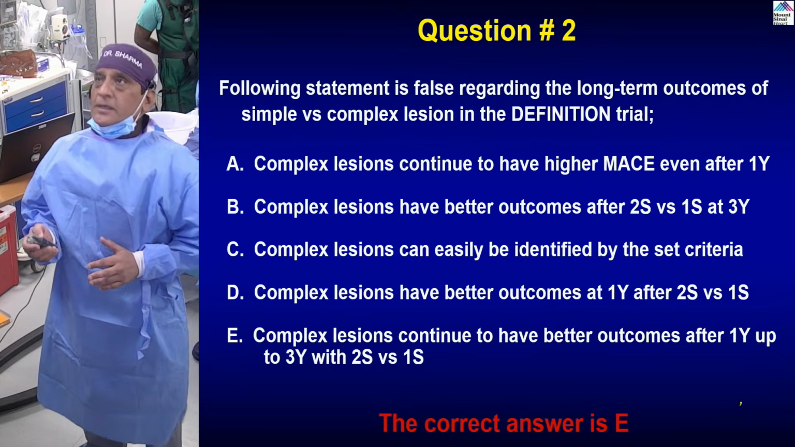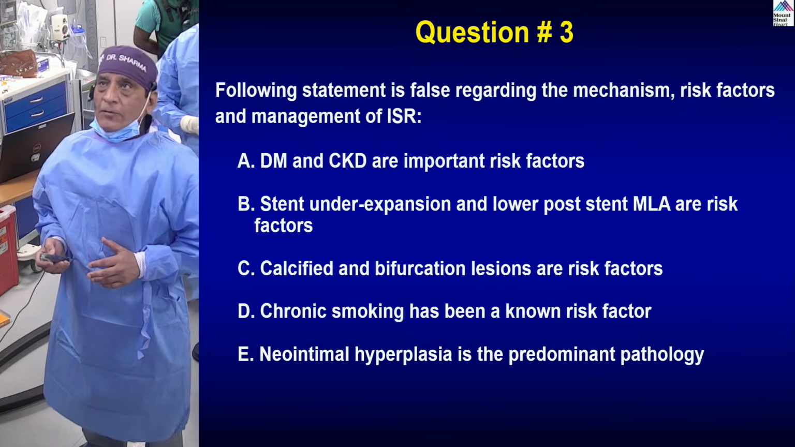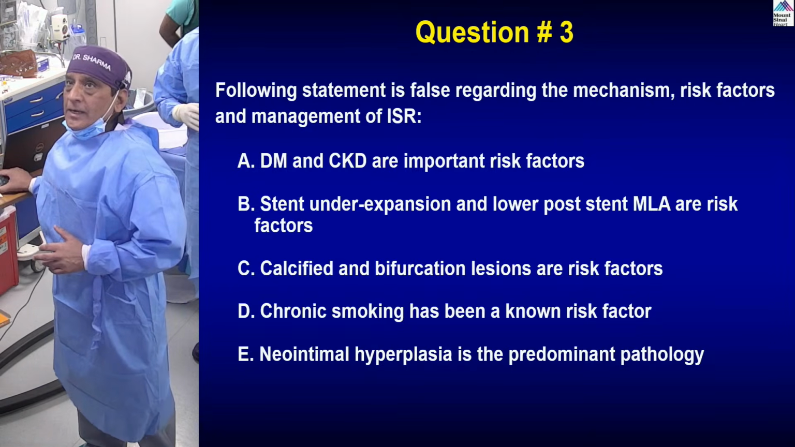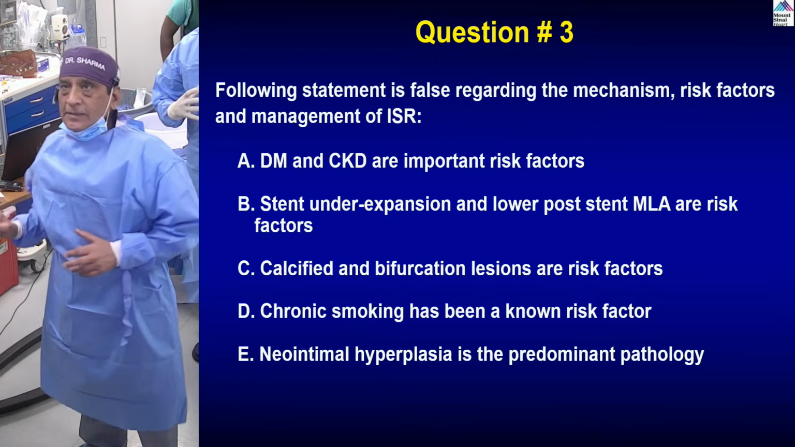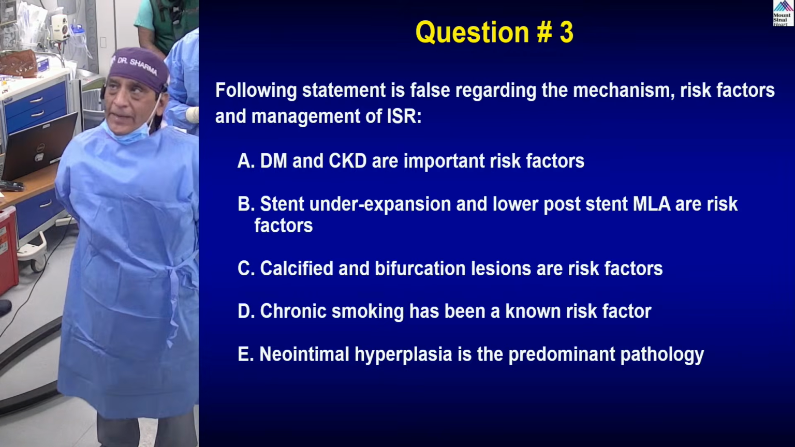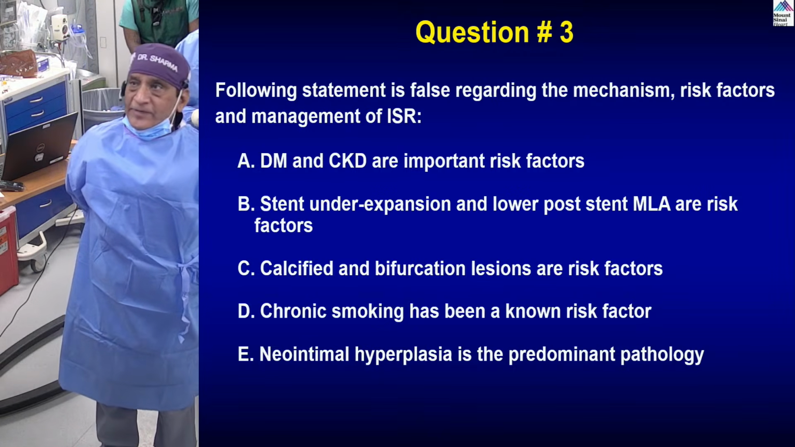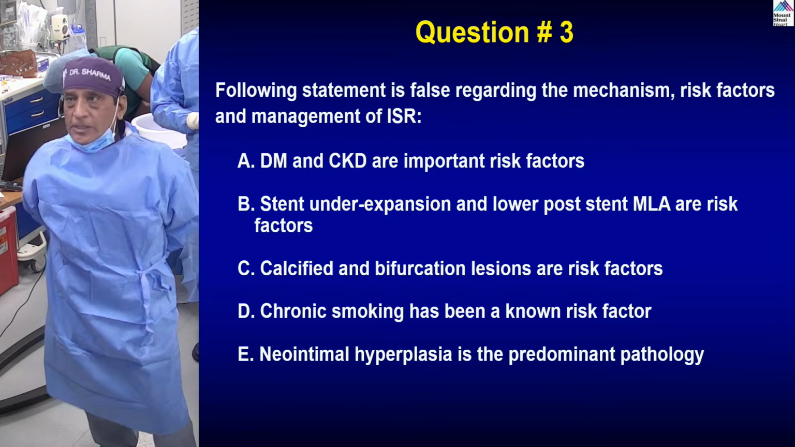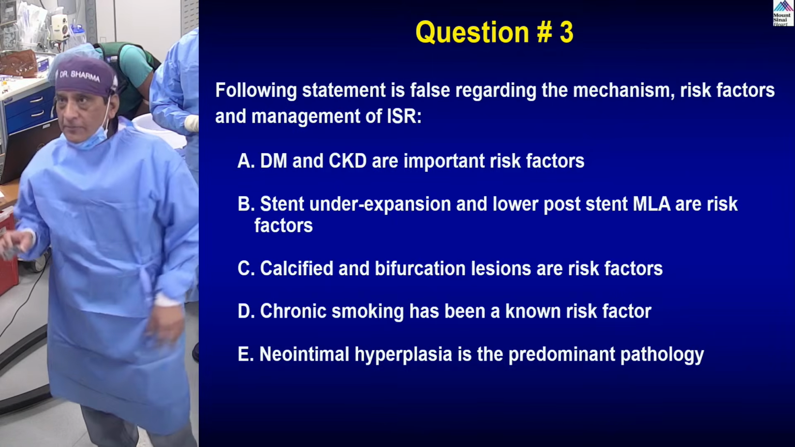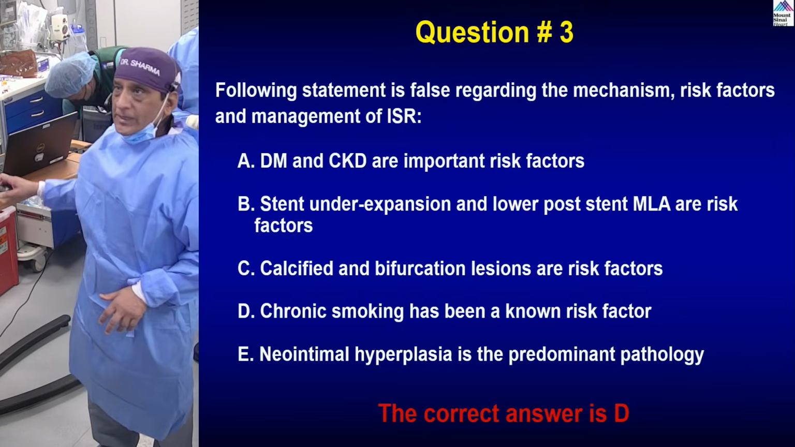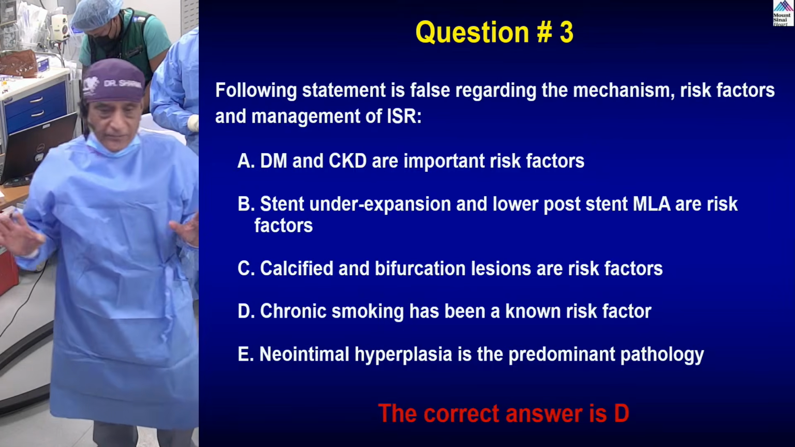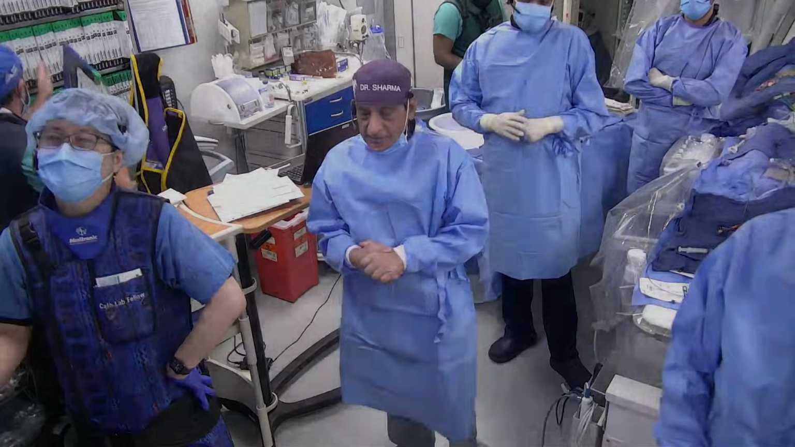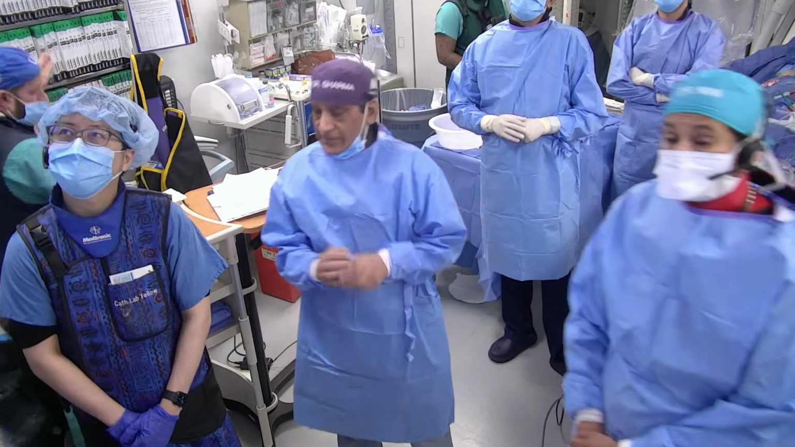The third question: which of the following statements is false regarding the mechanism, risk factors, and management of ISR? Diabetes and CKD are important risk factors. Stent under-expansion and low MLA are risk factors. Calcified bifurcation lesions are risk factors. Chronic smoking has been a known risk factor. And neointimal hyperplasia is the predominant pathology. We've already spoken about that: smoking is not a risk factor, so far as we know in the literature, for ISR. And with that note, we conclude our presentation, case as well as the didactic discussion for today.